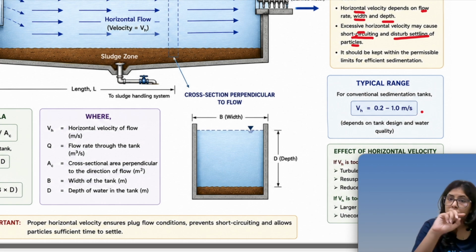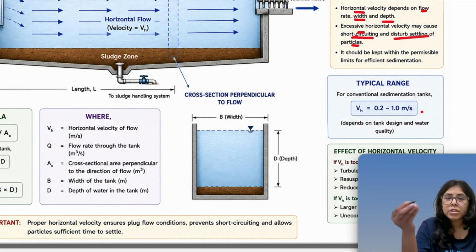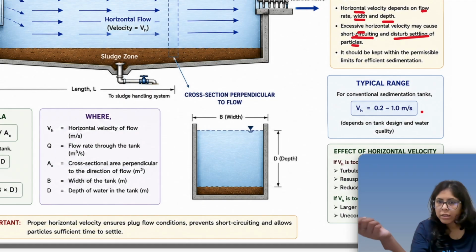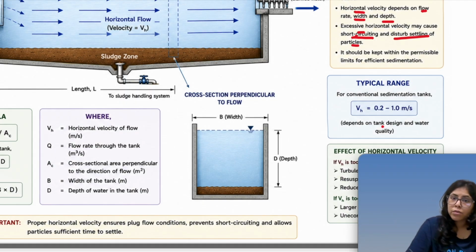You saw that the detention time of the tank was 4 to 8 hours, and the surface overflow rate is around 12,000 liters per day per meter square. Here the horizontal velocity units are different. You can convert that liter per day into meter per second. But here the horizontal velocity range is 0.2 to 1 meter per second. So it depends on tank design and water quality.